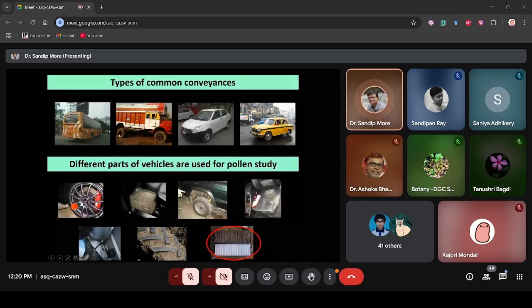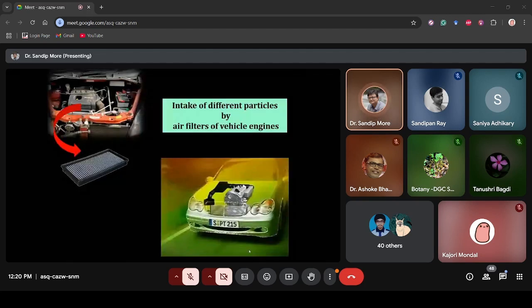But those pollen grains can be contaminated. There is only one place, which is the air filter of the engine of the vehicle. It only sucks the air, and all the pollen grains present in the air will be sucked into the air filter. So if you study the air filter of the vehicle, you can tell what the traveling route of the vehicle was that day or in the last few days. So I did that experiment.